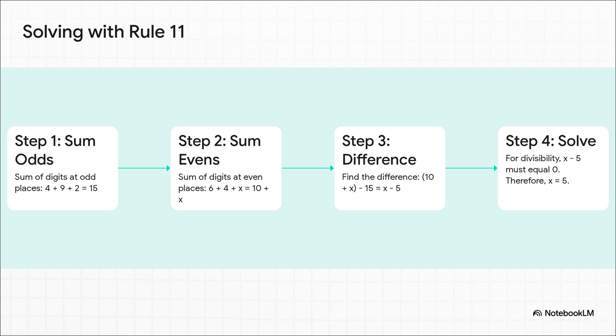Here is how that rule works its magic. First, you take the digits in the odd positions, the first, third, and fifth, and you add them up. So that's 4 plus 9 plus 2, which is 15. Got it? Okay. Now do the same for the even positions. 6 plus 4 plus x, which gives us 10 plus x. The rule says the difference between these two sums has to be 0 or a multiple of 11. Well, to make the difference 0, x minus 5 has to be 0, so x must be 5. See? It's pure logic, not tedious calculation.